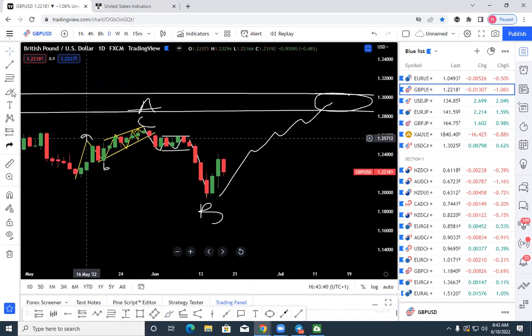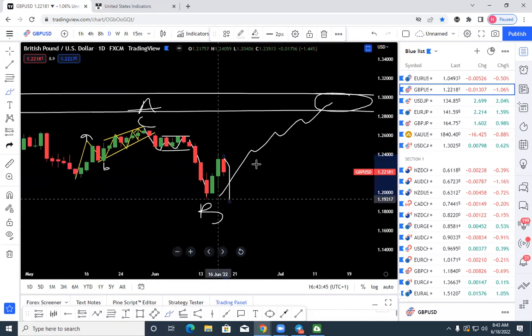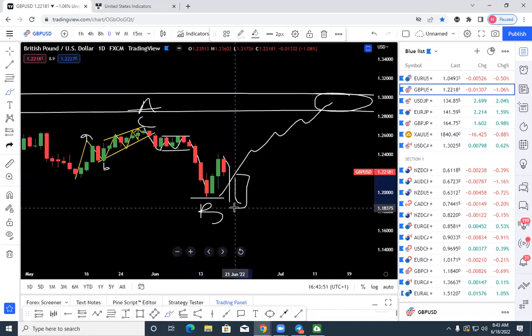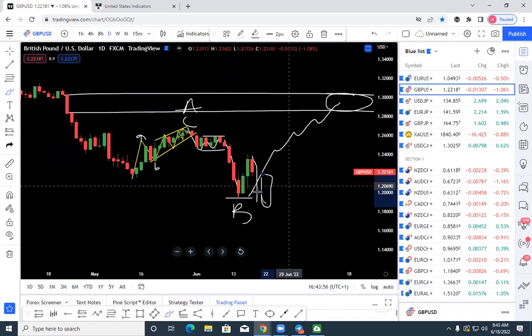So this one is coming down. I would like this one to come down. After it has come down, probably break this low, I need a candlestick that is here. Can you see? This is how you will time your entry, guys, so that you won't be wrong. It's how to do it.